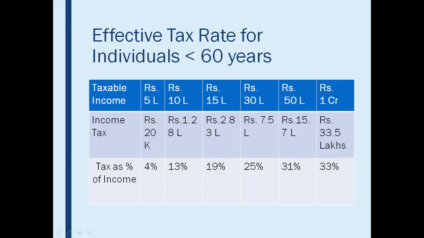Although the actual amount for 5 lakhs works out to 25,000, there is some rebate on this 25,000. By rebate I mean a concession which is given. So that 25,000 is reduced by 5,000 to arrive at 20,000. So around 4% is my tax as a percentage of income.